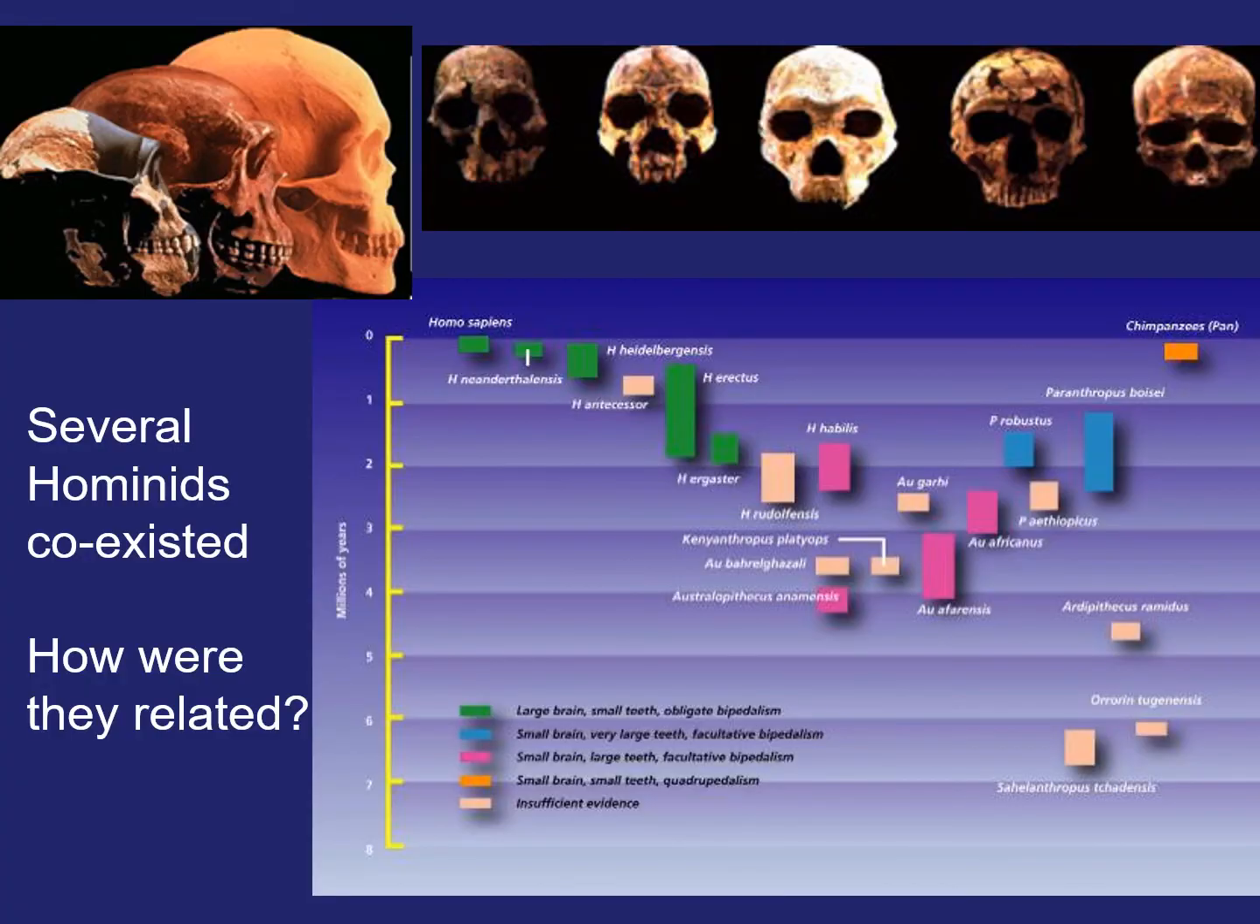There was a period of time where we had a number of different hominids that coexisted. So our genus is Homo, which means man. The current species is Homo sapiens, sapien meaning wise, so wise man. But there were other Homo species. There were also Australopithecines as well, which were a separate genus, and they did overlap. So how these different species interacted is not clear.